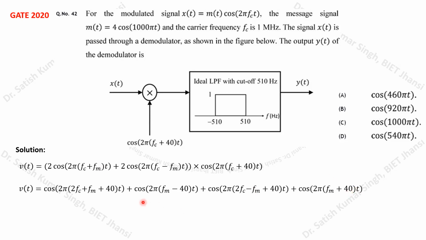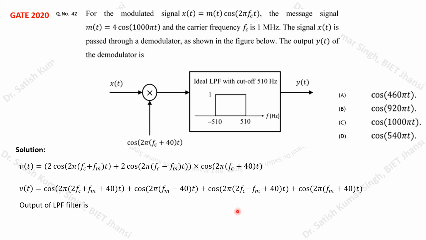Now here we can see this particular component, it is fm − 40. So fm − 40 means 500 − 40, which gives you 460 Hertz. Because this is the only component whose frequency is within the passband of your low pass filter, only this component will be passed through the filter, and the rest of the terms will be rejected.